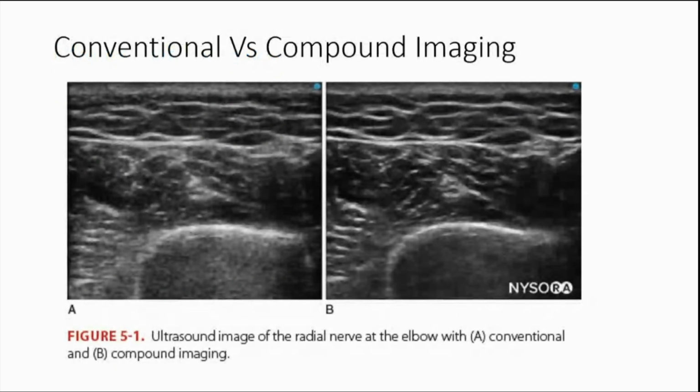So this is a picture to compare the ultrasound image with the conventional and the compound imaging. As you can see over here, the radial nerve is better delineated here compared to the conventional one.